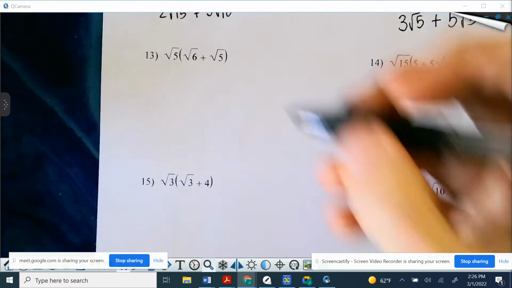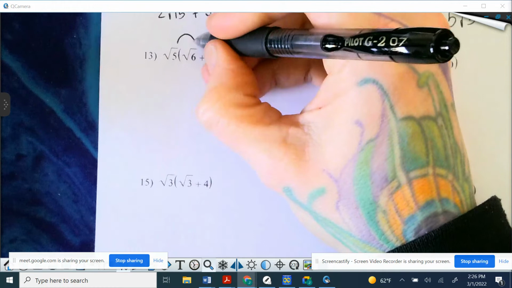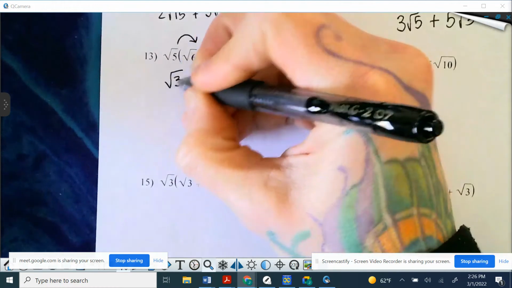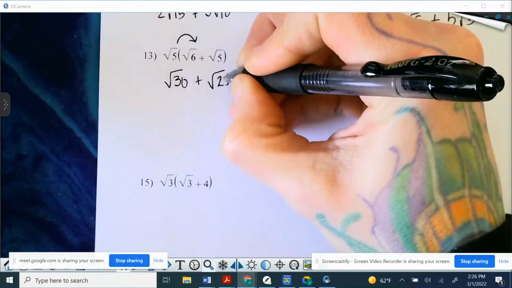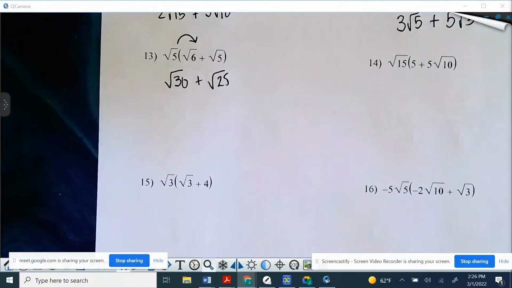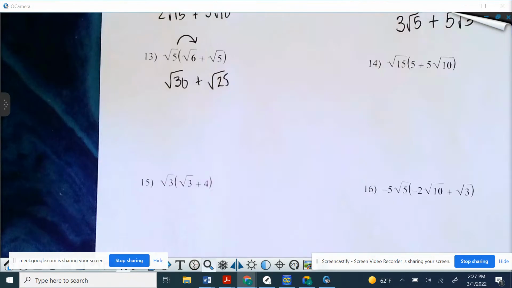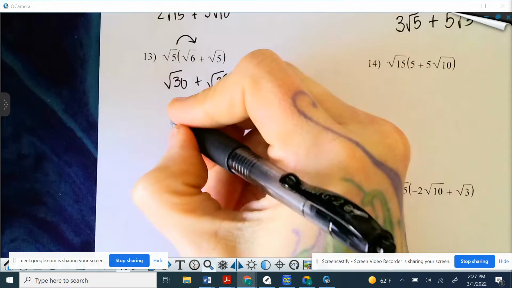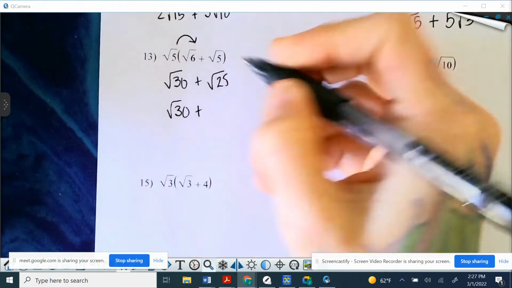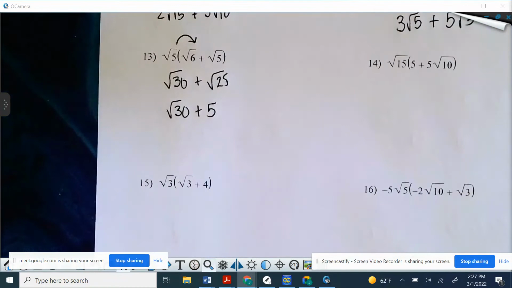Number 13, so square root of 5 times the square root of 6 is going to be the square root of 30. Square root of 5 times the square root of 5 is the square root of 25. Square root of 30 doesn't get any better because it's 3 and 10, or 5 times 6, which doesn't get any better. So we're going to keep that one. But the square root of 25 is 5. So your final answer should be square root of 30 plus 5 for the distribution of that square root of 5.